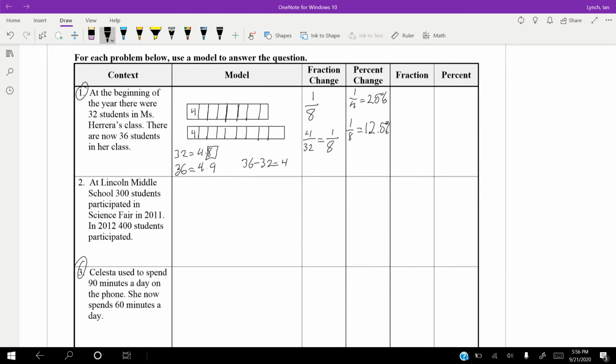Now our fraction of the whole, well, how many do we start out with? We start out with 8. We end with 9. So our fraction of the whole is 9/8. The other way to think about this is 36, how many we end with, divided by our starting amount of 32. And we already figured out we can pull a 4 out of each of those. So we're going to be left with 9 divided by 8, or 9/8.